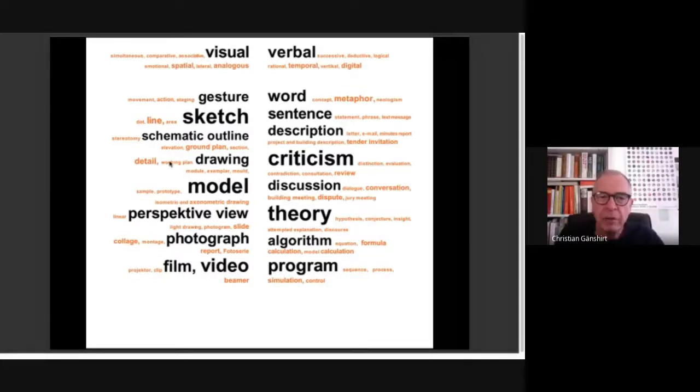When I was a student, everybody said drawing is the tool of the architect. And even when I came to Porto, at the school of Porto, people say drawing is the central tool of what architects have to do. But observing Caesar, I realized, no, it's not just the scale drawing. It's also sketching, it's also model making, it's also talking, describing, criticizing, discussions. It's perspective views, it's photographs, it's theory, it's algorithms, and it's computers, of course.